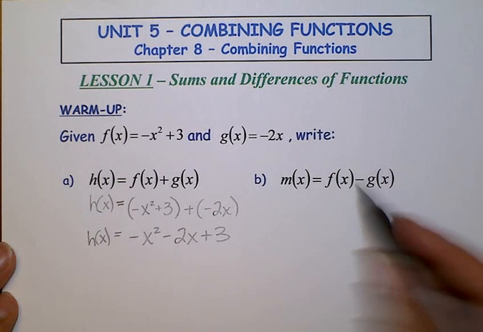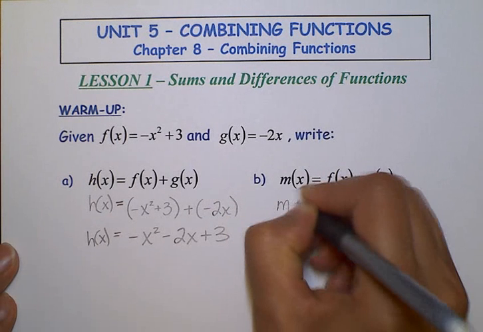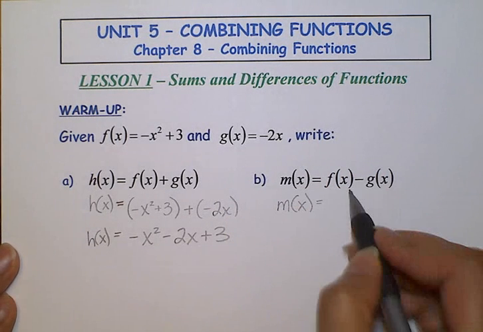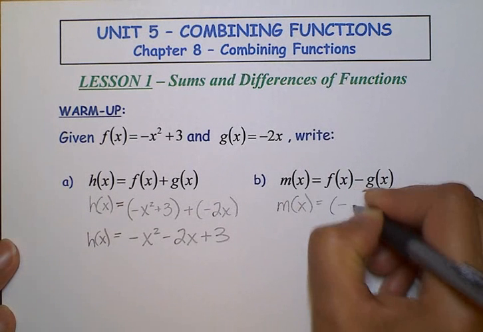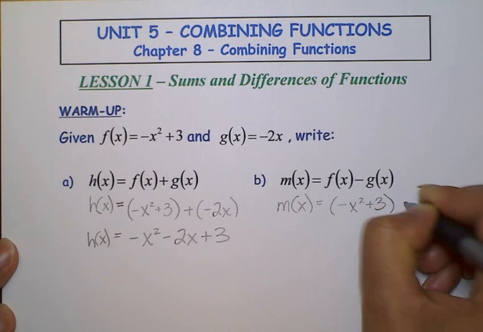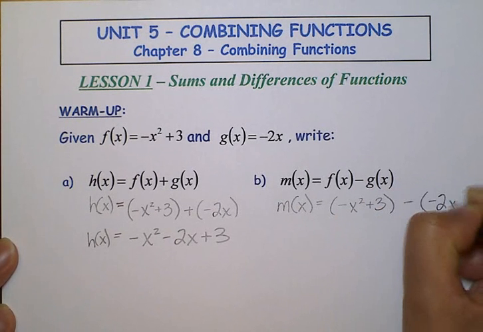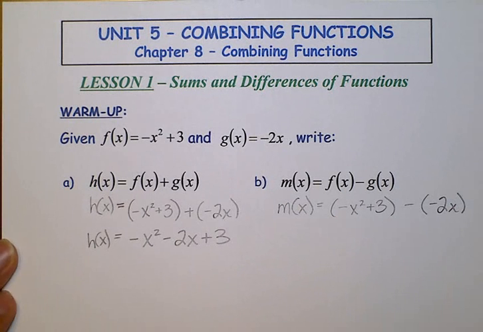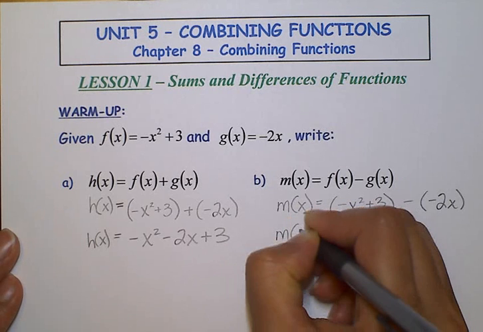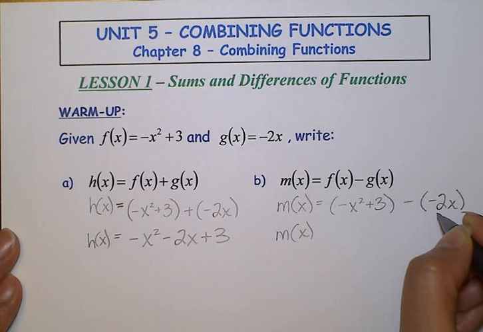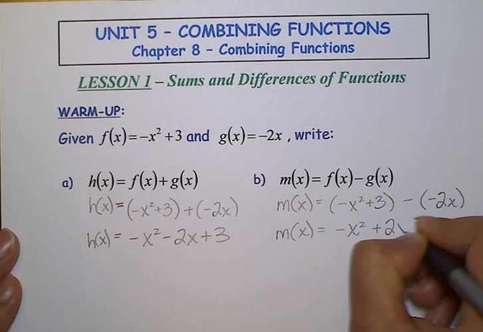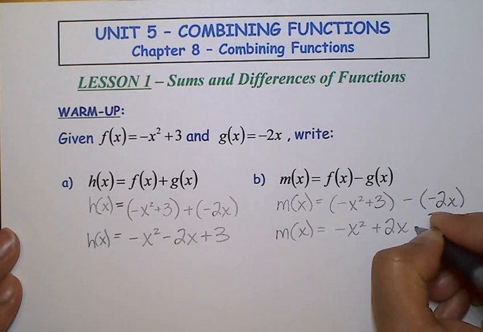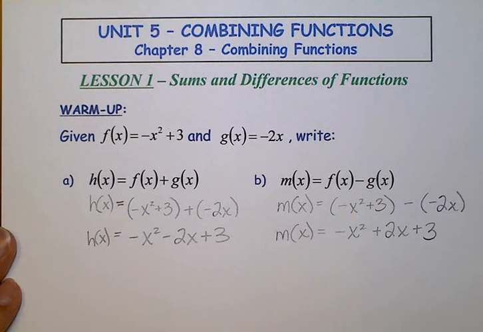Okay, let's take a look at the next one. We're looking at m of x equals the difference between f and g. And so if I substitute in each of the functions, I have negative x squared plus 3 minus negative 2x. And try to remember to put brackets around any expression that you substitute in, especially when you are subtracting, so that you don't forget to change the signs. And so what you end up with is negative x squared plus 2x. Negative and negative make a positive, and then plus 3. Okay, so there we go.